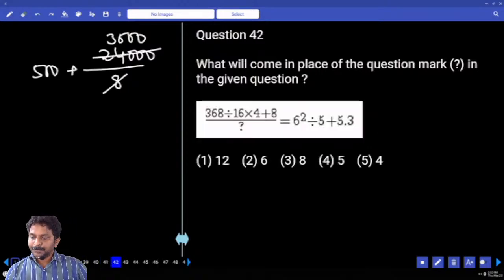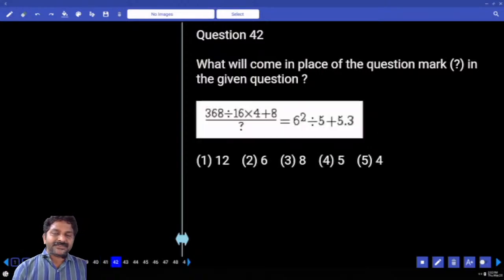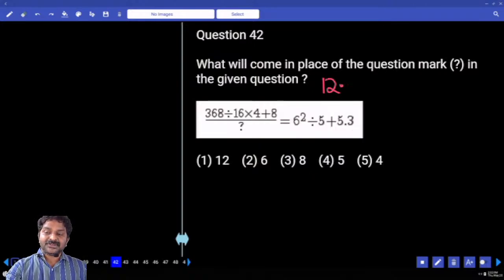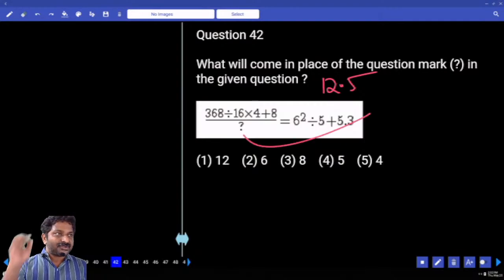Next, 42. Let's first calculate the right hand side number. 6 square divided by 5 is 7.2, plus 5.3 is 12.5. So the right hand side number is 12.5. X goes to the right hand side, and 12.5 comes in the denominator. Correct?